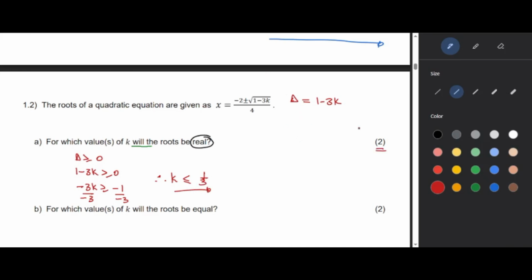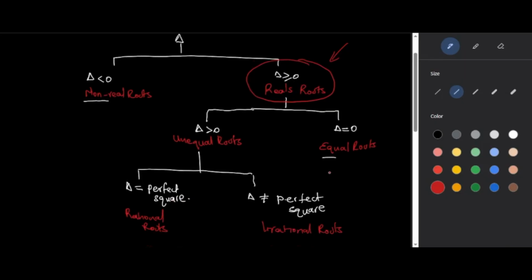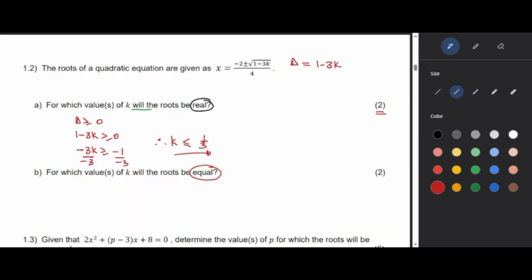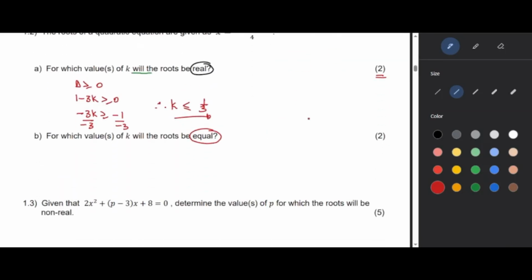Right, now if we keep on going, they are asking for which values of k the roots will be equal. Remember, for equal roots, the discriminant must be equal to 0. We take whatever we have inside the square root, delta is 1 minus 3k, and equate it to 0 and solve for k. We do the same thing, divide both sides by negative 3. Therefore, k is equal to 1 over 3. So now k is just 1 over 3.